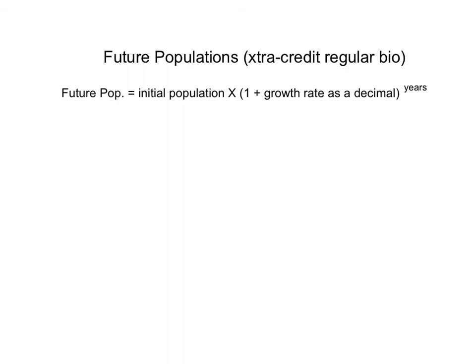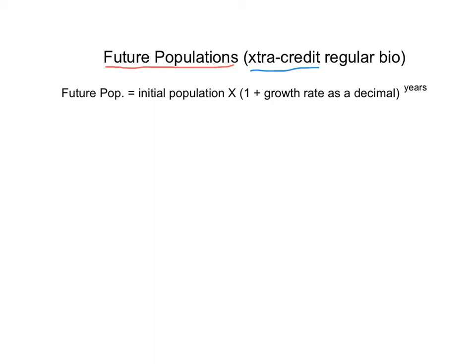Okay, regular bio, this is 100% extra credit for you guys. Honors bio, sorry, it's regular credit for you guys, but it's not all that hard. This is a formula that helps you calculate what the future population is going to be in however many years into the future you want to look. And here is the formula right here.